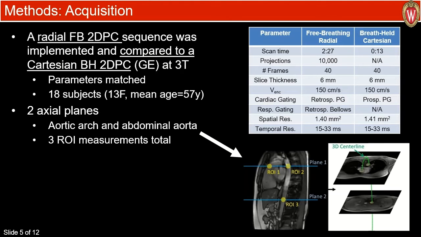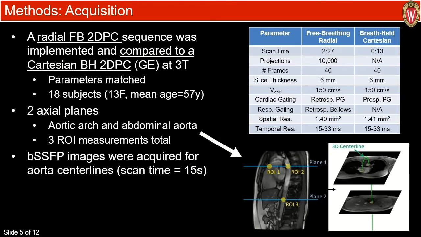And for each sequence, 2 axial planes were prescribed, as shown in the bottom right image, leading to a total of 3 measurement locations, due to the first slice transecting both the ascending and descending aorta. Free breathing BSSFP images were required for aortic centerline tracing, and the exams were about 15 seconds long.